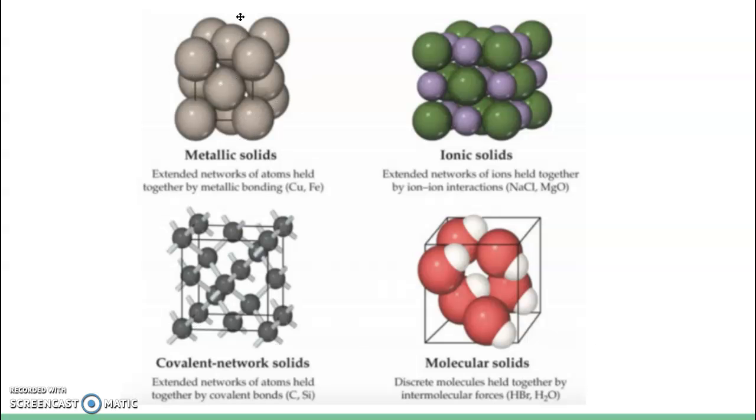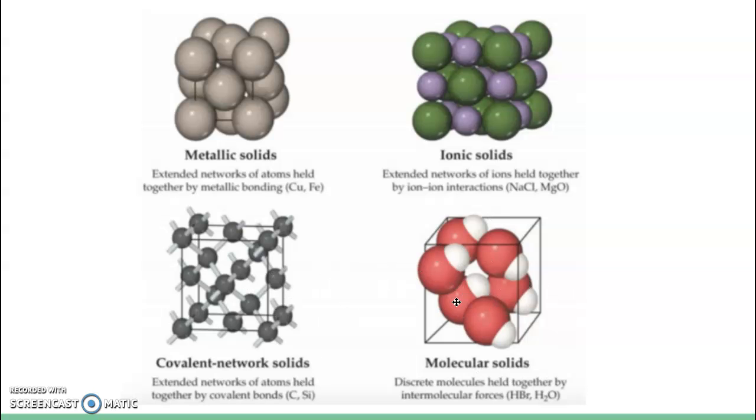Metallic solids have just a network of all metals coming together. Sometimes it's one pure type, sometimes it's an alloy. Ionic solids are held together here. Say this is sodium chloride, sodium chloride, sodium chloride. They're all held together by opposites attracting one another, and this is what we call a crystalline solid.